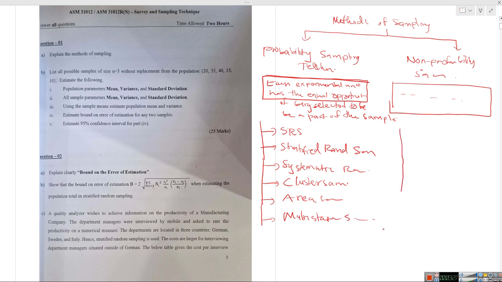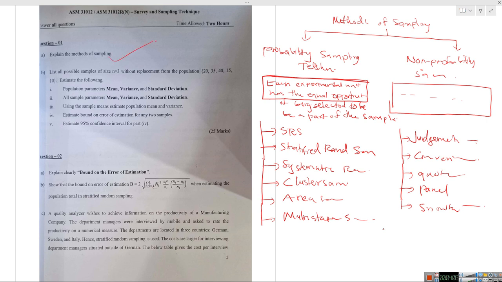And under non-probability sampling we have a lot of methods. Let me just write them down. This is what they expect to write for part A of the question. We have studied judgmental sampling, convenient sampling, quota sampling, panel sampling, and snowball sampling techniques. This is what they expect to be written for the first part.